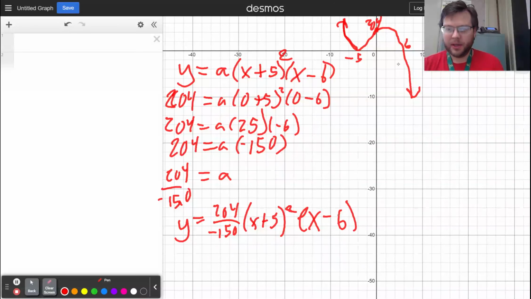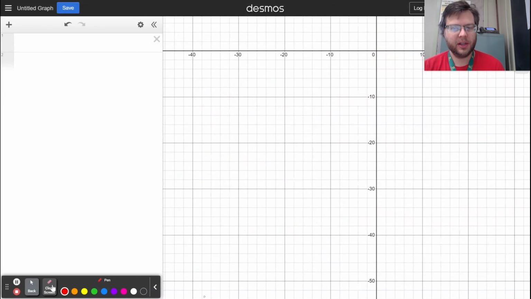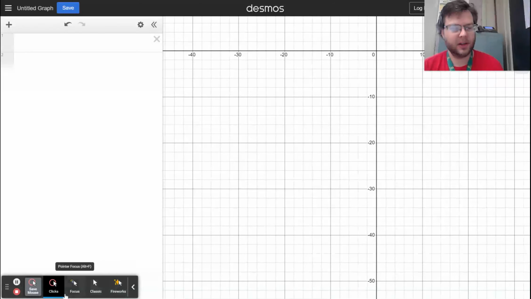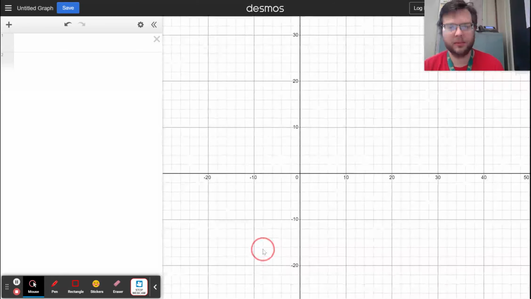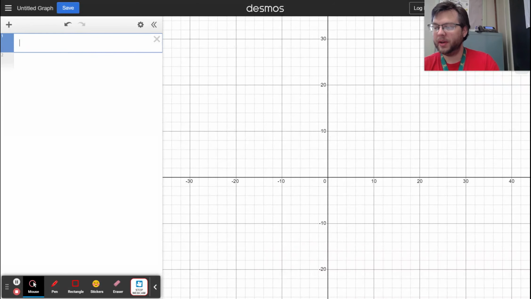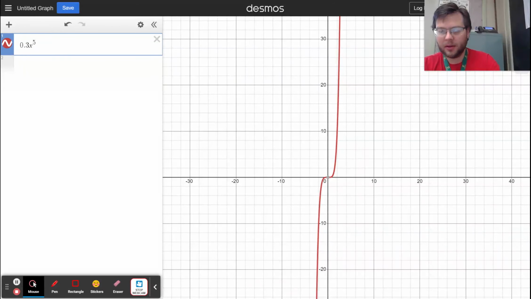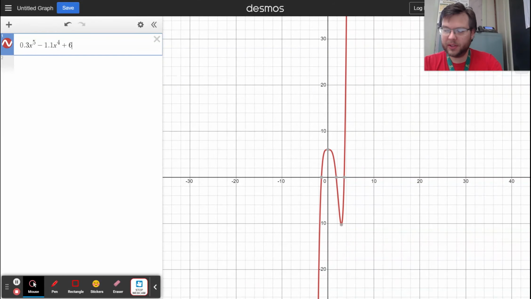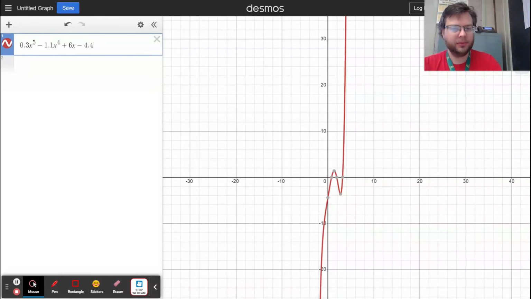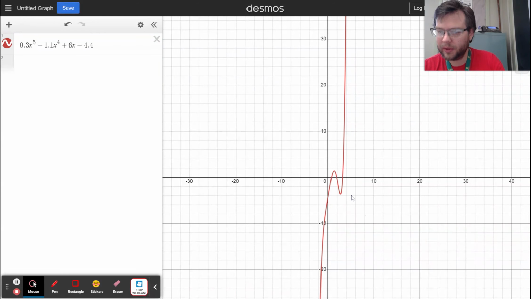All right, last one here. We're going to look at just an equation. I'm going to do this on Desmos, but you need to know how to do this on your graphing calculator. Okay, so just make sure you know how to do it. We have a picture of 0.3x to the fifth minus 1.1x to the fourth plus 6x minus 4.4. We have this beautiful picture here. And we're asked to figure out a couple things about this.